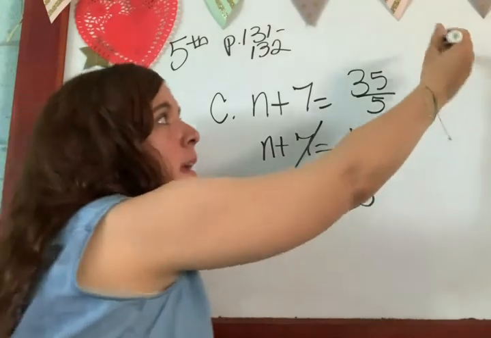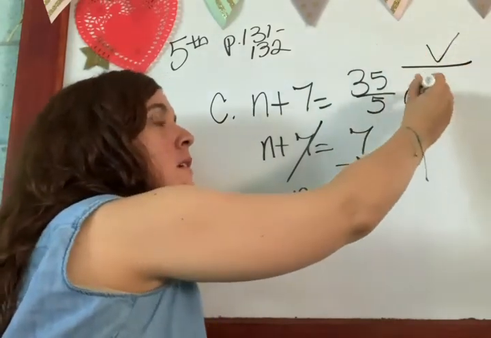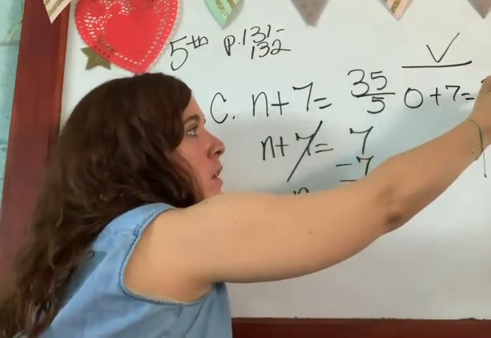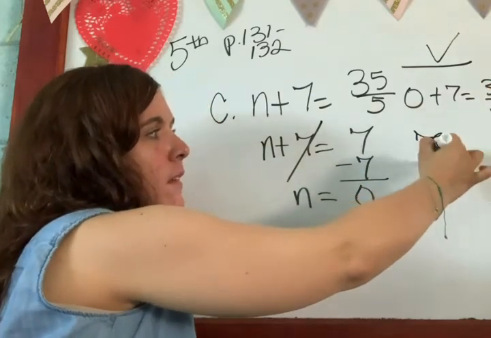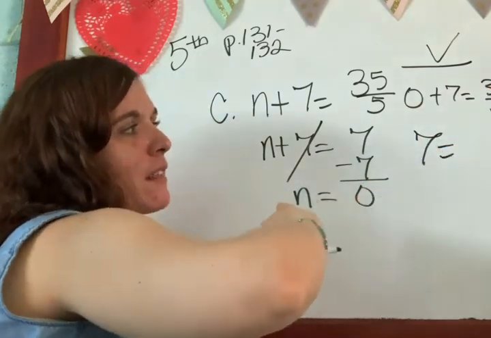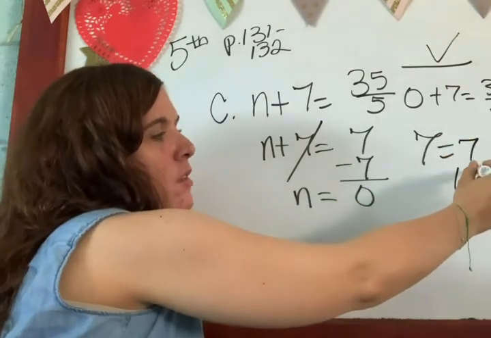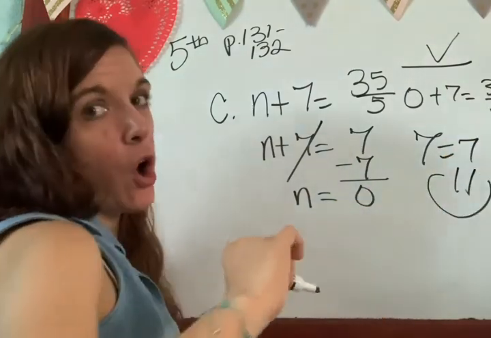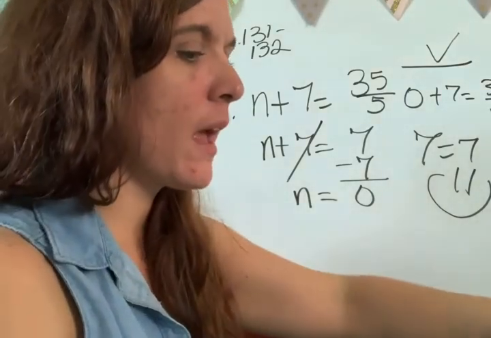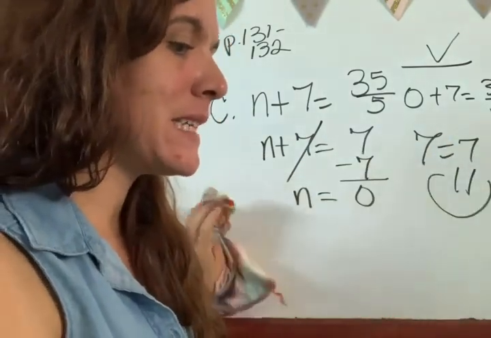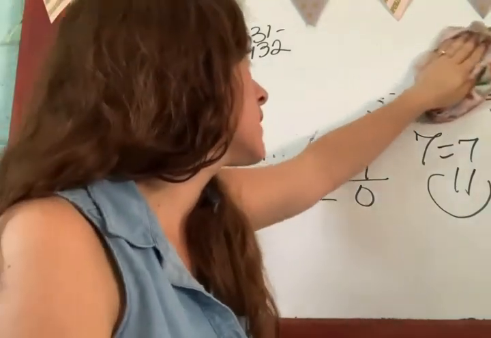Okay, let's see if we're right. 0 plus 7 equals 35 over 5. What's 0 plus 7, Negrito? 7. What's 35 divided by 5, Andres? 7. So, oh, happy days, we are right. Okay? Let's do letter D.